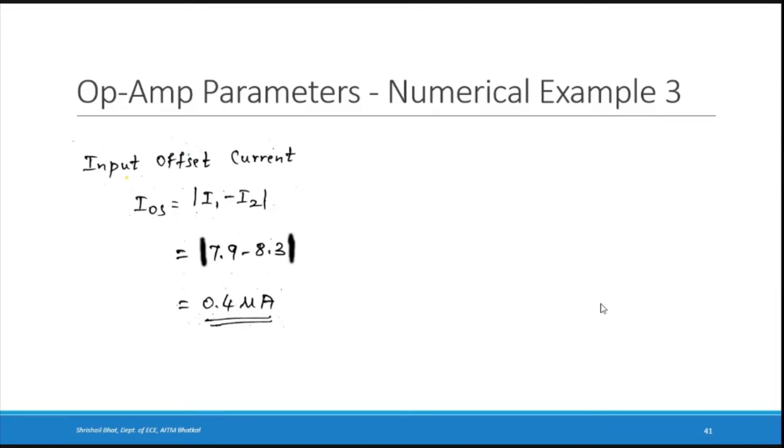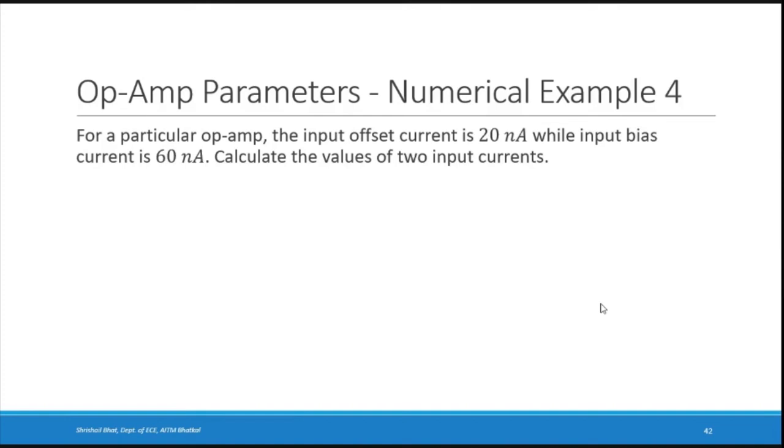Shall we move on to the next problem? Take the next one. It is given for a particular op-amp, the input offset current is 20 nanoamps and the input bias current is 60 nanoamps. You are asked to calculate the values of the two input currents. They can also say it is two input bias currents. What are those? That is I1 and I2.